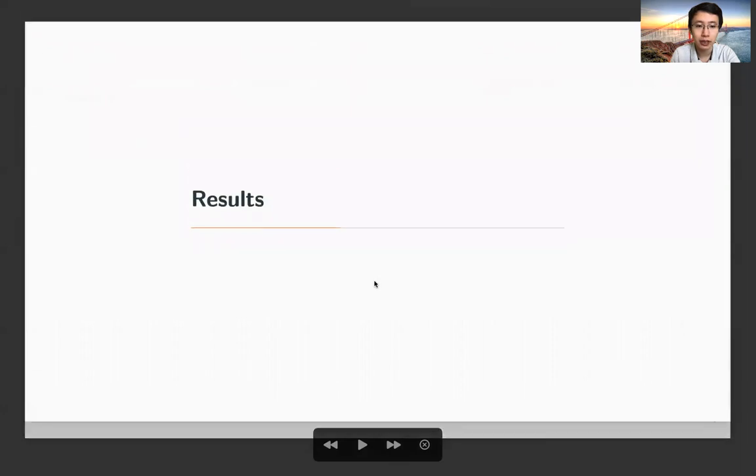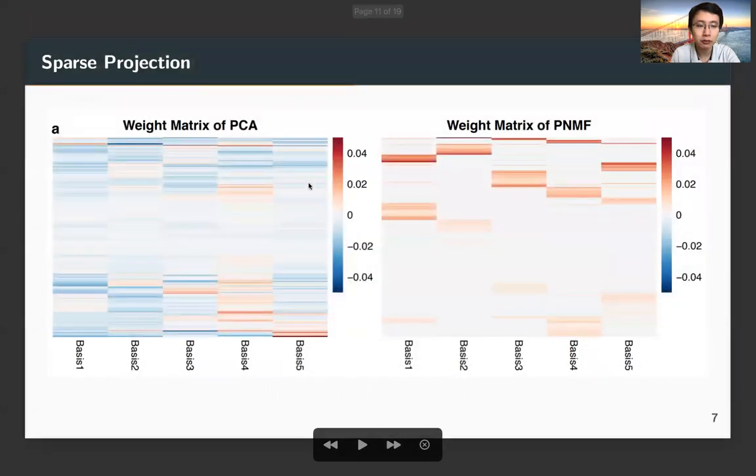Here is our result. First, we want to compare the weight matrix estimated from PCA and PNMF. In PCA, we can see there are both red and blue colors, which means that the weight can be both negative and positive. And also the sparsity of this matrix is very poor. But for the PNMF, we can see the sparsity is very high and all the weights are strictly non-negative.